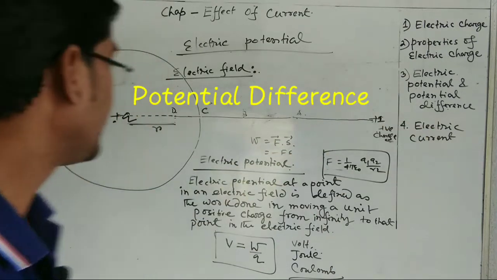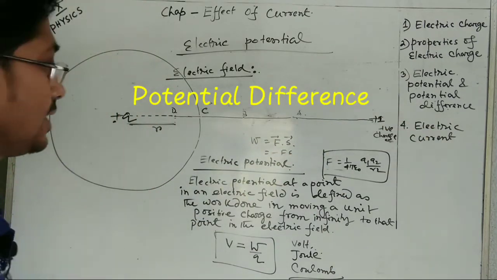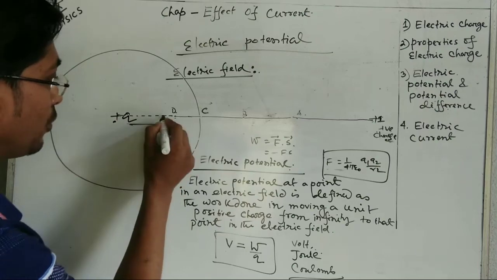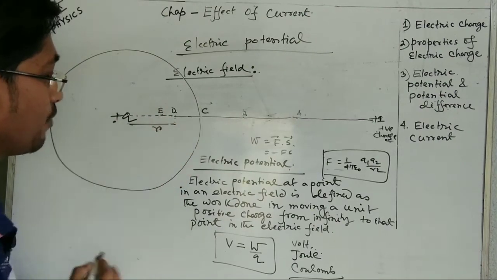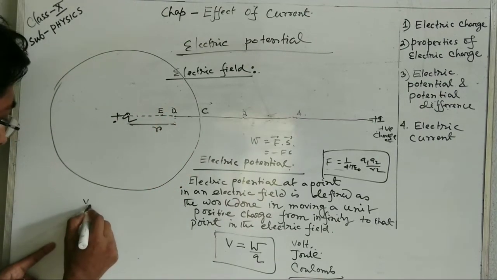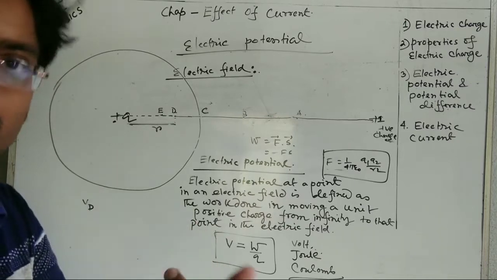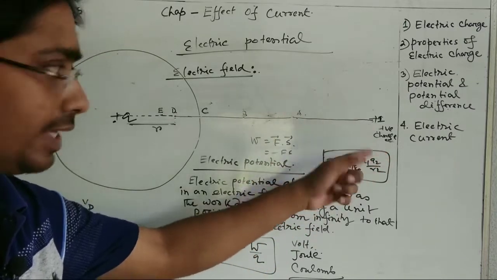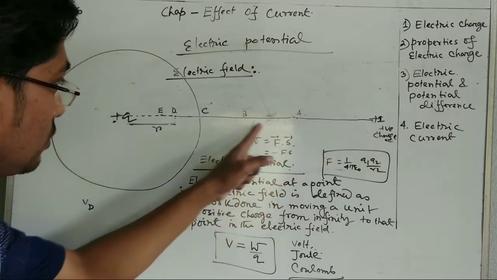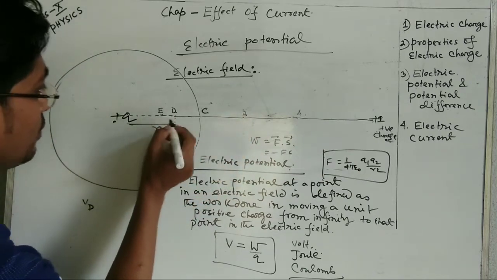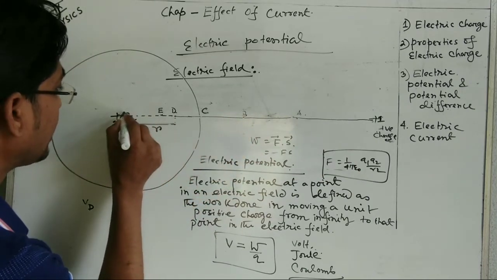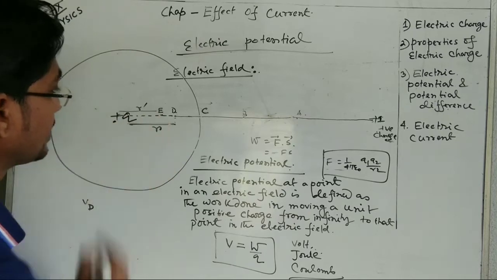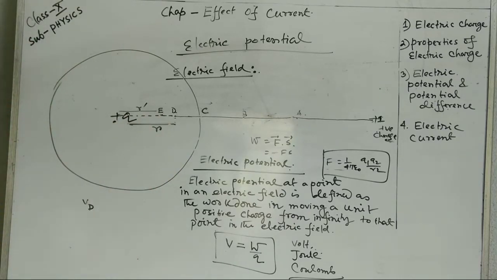Now what is the potential difference? Suppose we have to understand this, we are taking 2 points. Suppose this is the E point. So what is the potential difference? VD means some work we have to do for bringing unit positive charge from infinity to this D point. Suppose the D point distance is R and the E point distance is R dashed. So some work VD.